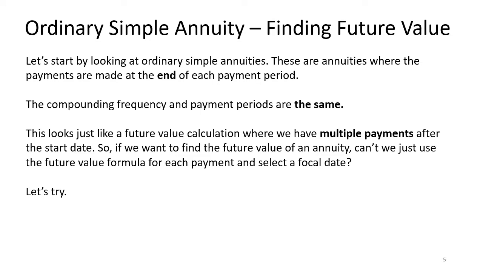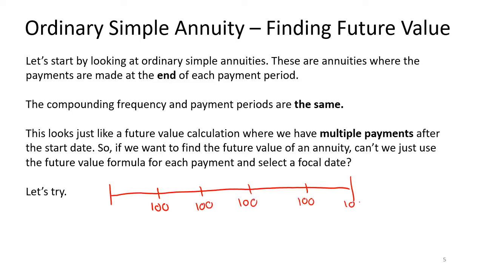So what you've probably been thinking is we're going to look at ordinary simple annuities, and the payments are made at the end of each period, and the payments are the same. We've kind of talked about that, right? So you think about it. You've got regular payments, say $100, and they're occurring at a predetermined number of times.